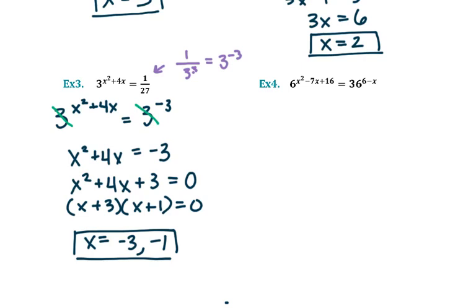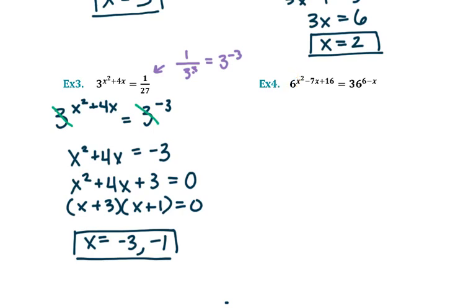All right, example 4.6 with a quadratic power, that's x squared minus 7x plus 16 equals 36 to a linear power. The power is 6 minus x. So we're solving an exponential equation, and we know it's exponential because the variable is in the exponent. So if I look at the left side, my base is 6. I ask myself, can I write the base on the right side as 6 to a power? And we know that 6 squared equals 36.